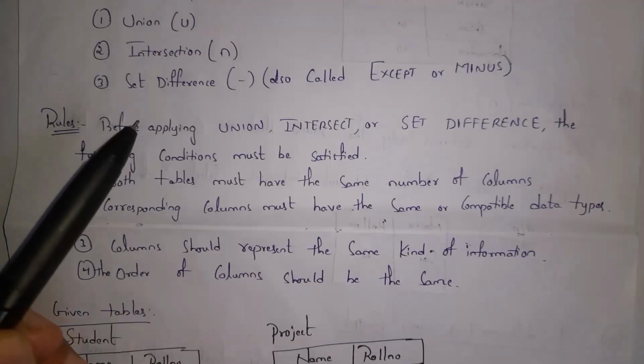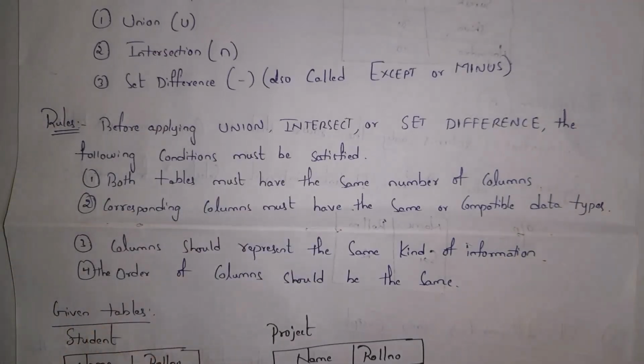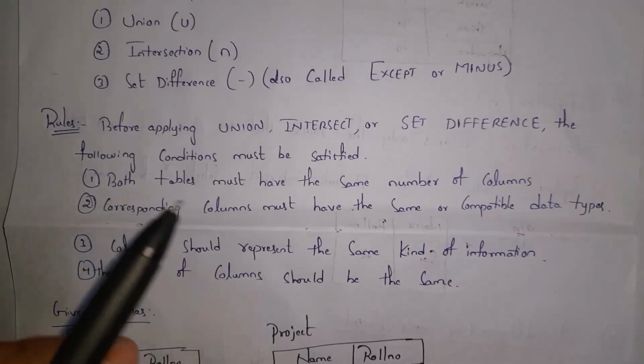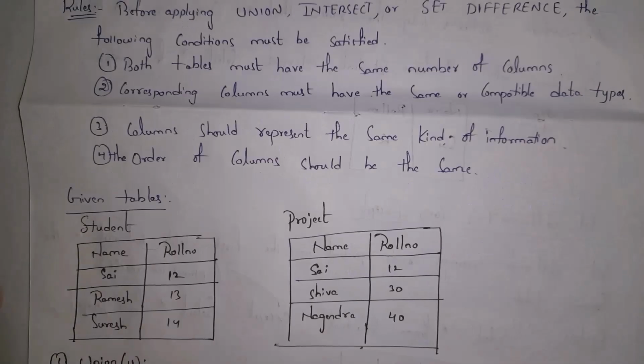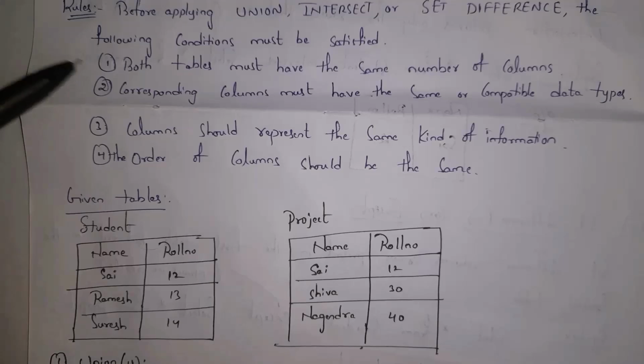Before applying union, intersection or set difference, these following conditions need to be satisfied. The first one is both tables must have the same number of columns. For example, if you consider these two tables, they have the same number of columns. That is, this table has two columns and this table also has two columns. So this condition is satisfied.